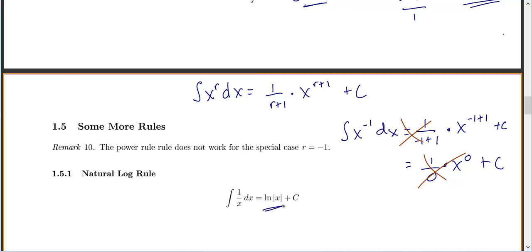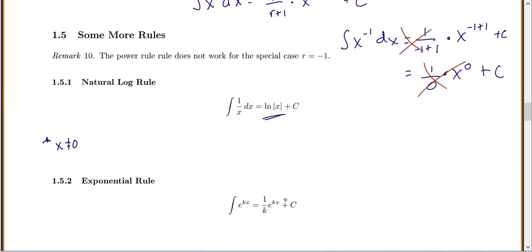Now there's a specific thing here. We need to put in this absolute value, and the reason why is that 1 over x is defined for all x's except for 0. Okay, because you can't divide by 0. And so we need to define our integral for all x's as well, and so we put the natural log of absolute value of x because natural logs can't have negative values.